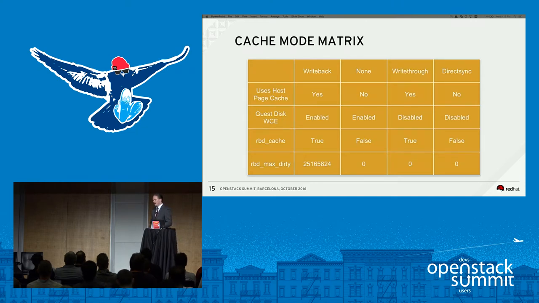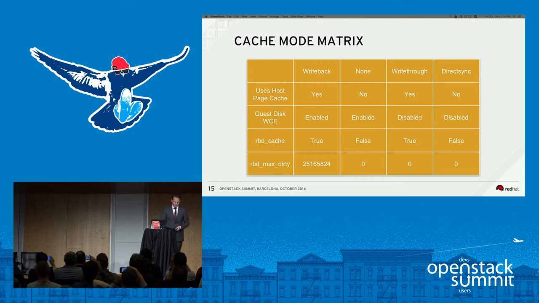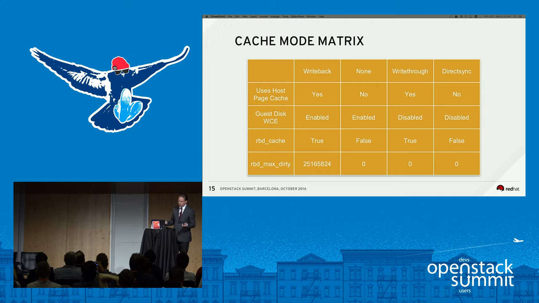There are also a lot of different caching modes that are available in KVM QEMU. And understanding how these map, whether you're using just local LVM or just local drives, or if you're using RBD, can be a little bit confusing. So I've put together this table, or I've expanded this table to include the RBD components.